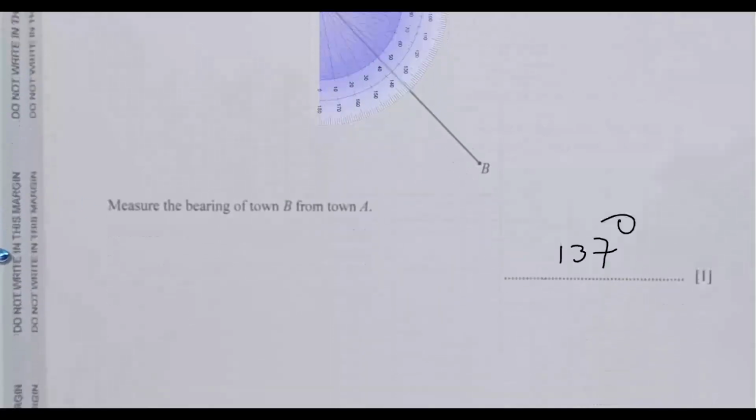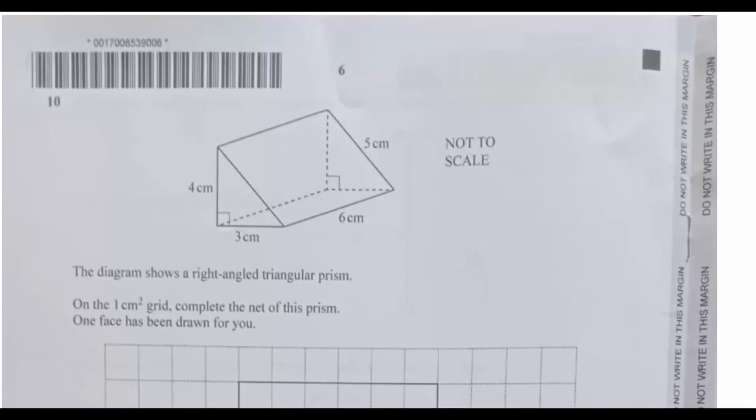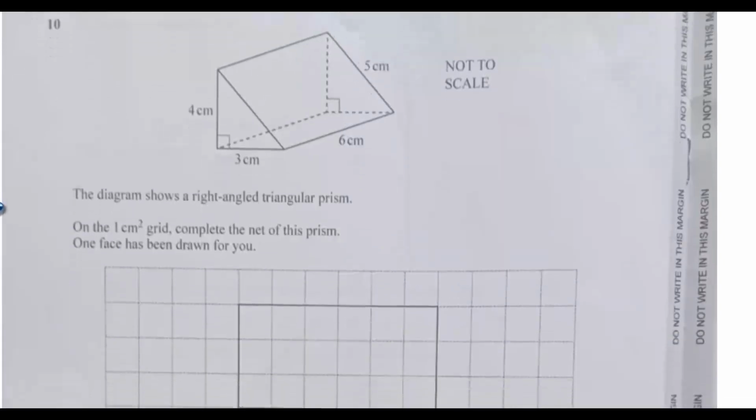So the next question will be question 10. That is the next question. So the diagram shows a right angle triangular prism on the 1 centimeter squared grid. Complete the net of this prism. One face has been drawn for you. So let's scroll down to see it completely.